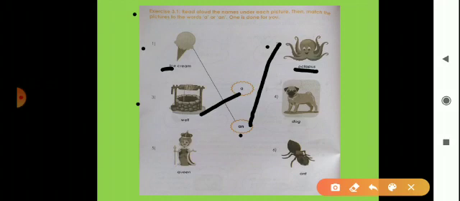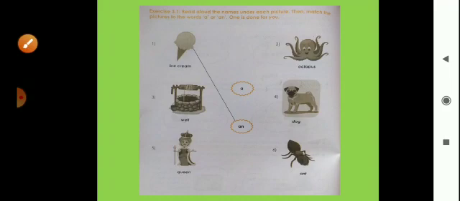Then fourth is dog. D-O-G, dog. It also has a consonant sound, so join with A. Then queen. Q is also a consonant sound. It's not a vowel, so join with A. And then ant. Ant has a vowel sound. A-N-T, ant. So join with an.